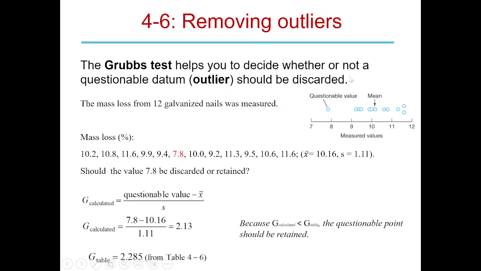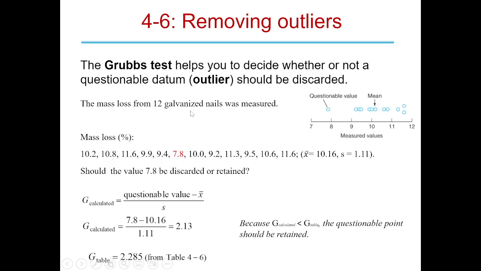So this is the Grubbs test, okay? It's going to help you decide whether a questionable datum, an outlier, should be discarded. So you're going to take a value and you're going to say, I don't think that value is right. I think something happened. Like, I think the person spilled and that's why they got a low value, okay? And they didn't do a good job recording it. Or, you think maybe you screwed up, but you're not sure. So you go ahead and do a Grubbs test on it, okay?